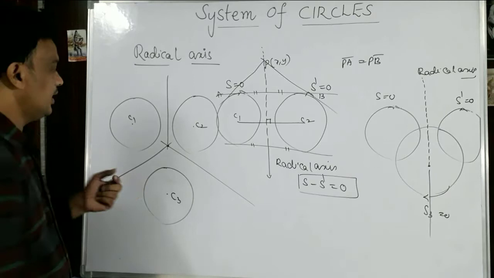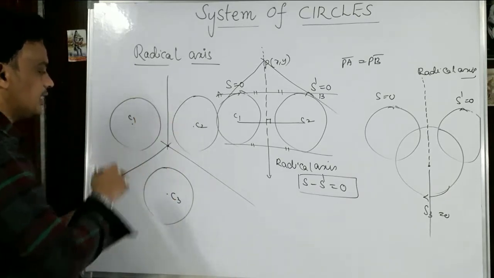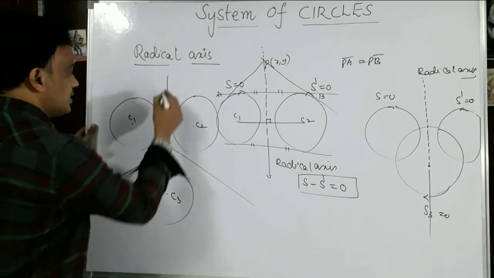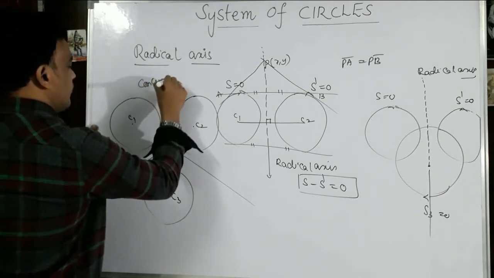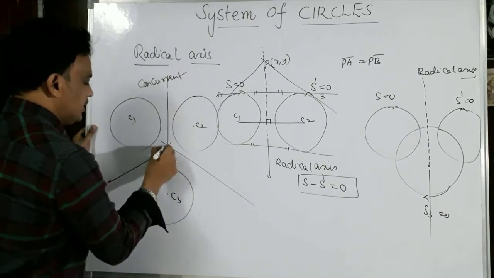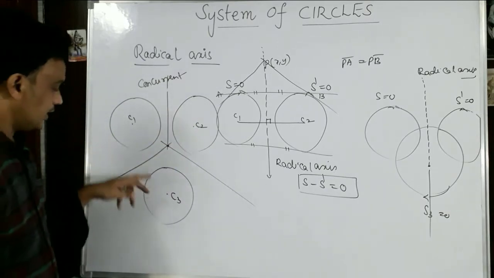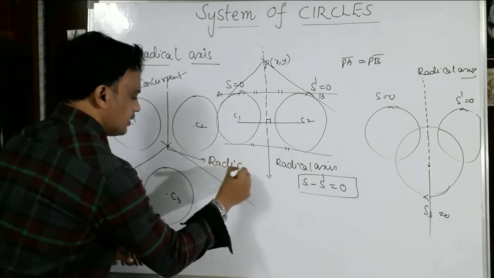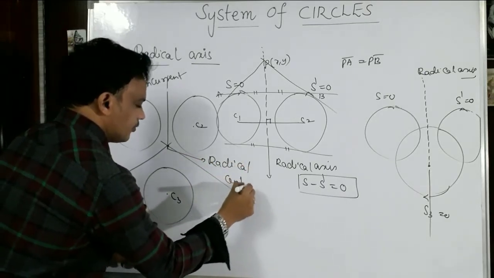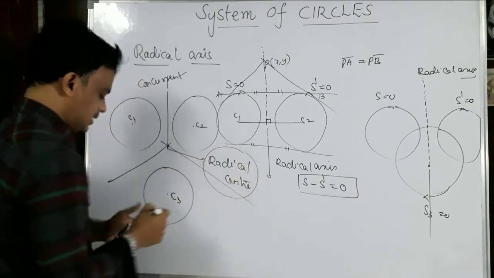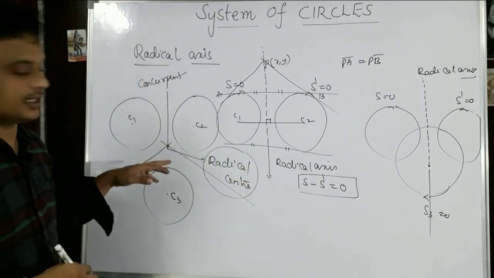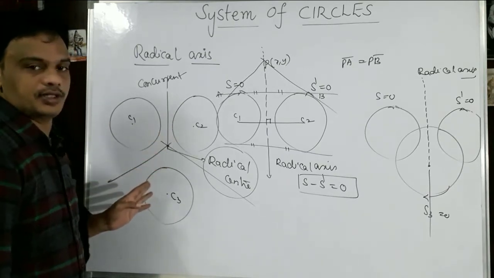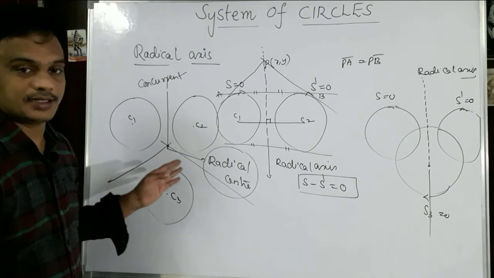That means I can say the radical axes of the three circles whose centers are non-collinear are concurrent. These radical axes meet at a point. Then that particular point is called the radical center. What is the definition of a radical center? The point of intersection of the radical axes of the three circles is called the radical center.